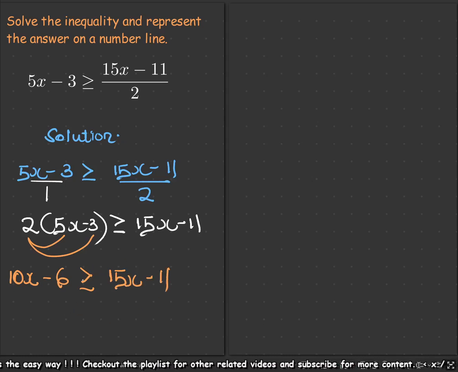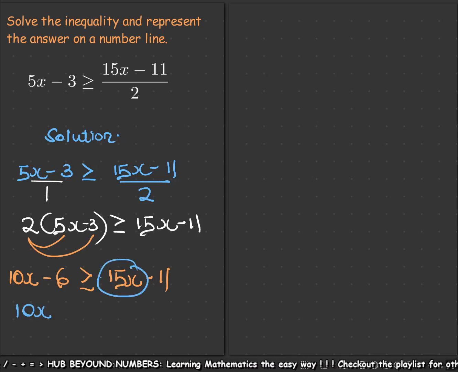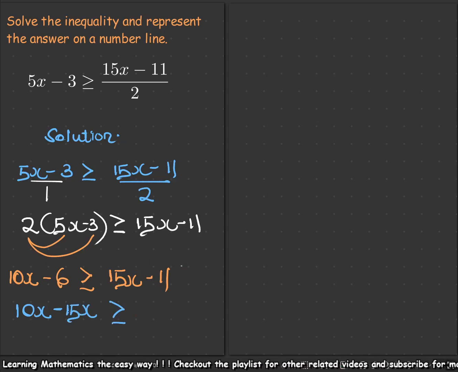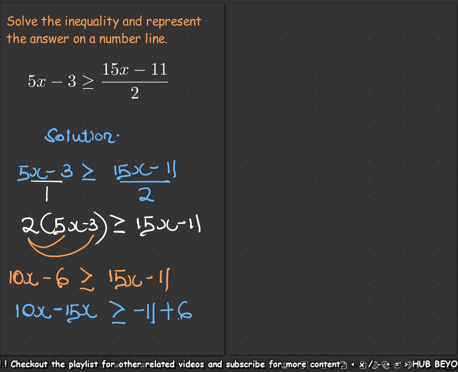At this point, you group like terms. Grouping like terms simply means wherever you have x's, they will be in one place, and wherever you have numbers would also be in one place. So let's bring the x's to the left hand side. On the left hand side, we get our 10x. Then this here is a positive 15x, so it moves to the other side to become a negative 15x. Greater than or equal to, we already have a negative 11 here. Then this negative 6 moves to the other side to give us a positive 6.